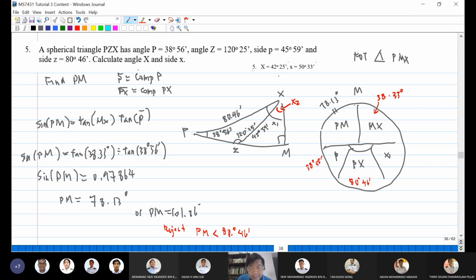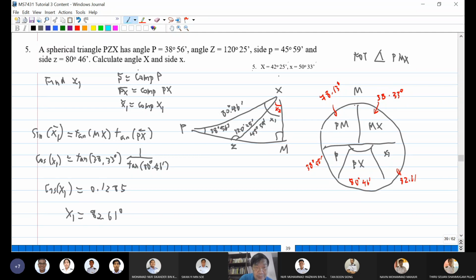So after I find PM, I just need to find x2, that's small angle x2. Sorry, x1, okay. Big angle x1, sorry, x1, right? So x1 is in the lower half, so they have to do a complement there, x1 here. So x1 is a big angle. Find out x1. In this case, there's only one possible answer.